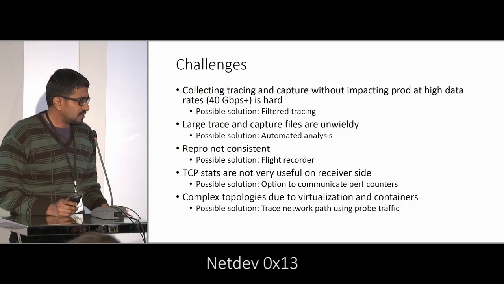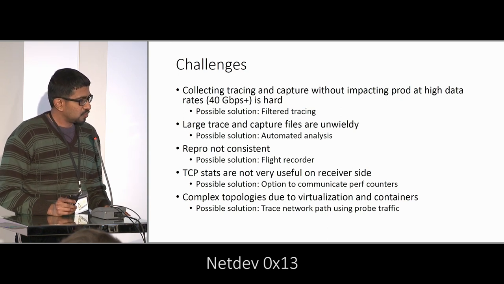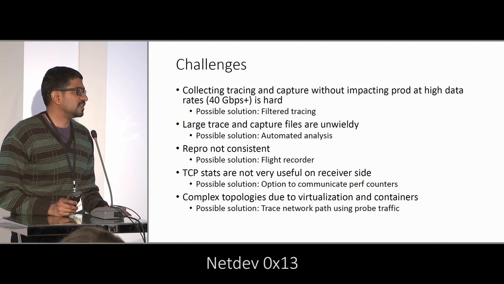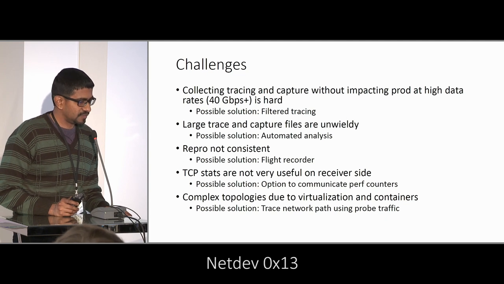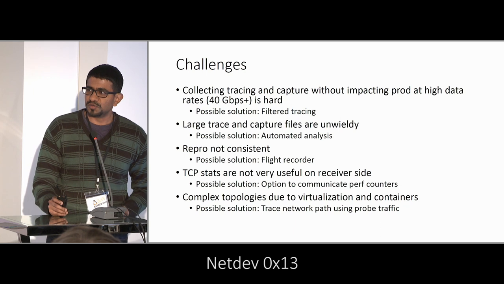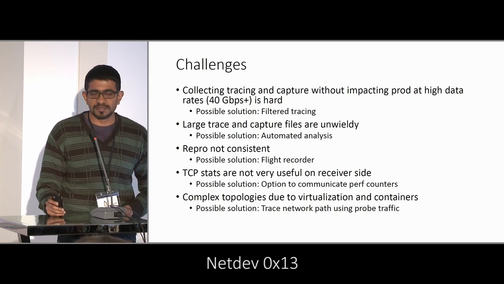So some of the challenges that we face today. The data rates are increasing. So 40 Gbps plus, collecting any sort of tracing or packet capture at that data rate is extremely challenging. We end up with a lot of lost events. The kernel is not able to keep up. There's also a production performance impact when you turn on tracing and capture.